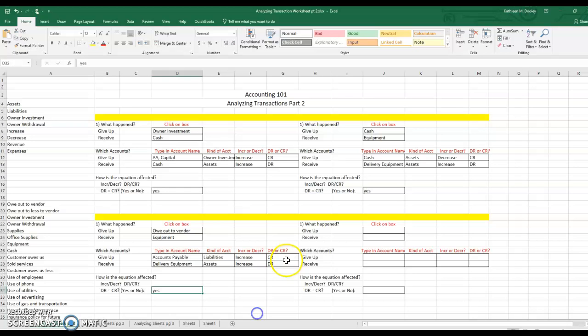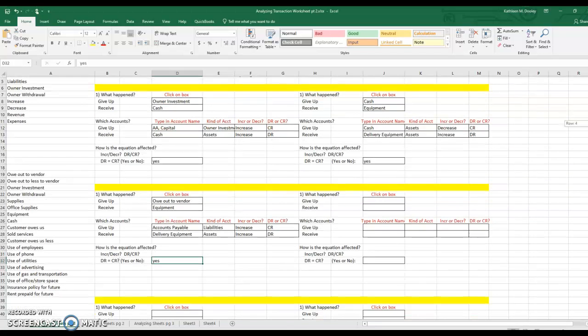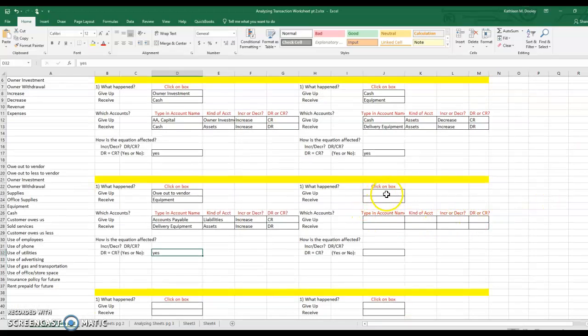So now we're going to take a look. Here is our Excel transaction sheets. We've already got the first 3 transactions listed out. So now we're going to go to this 4th transaction. What did we give up? Well, we made a cash payment, and so we gave up cash. What did we receive? Did we receive new equipment, new scooters? No, we did not.